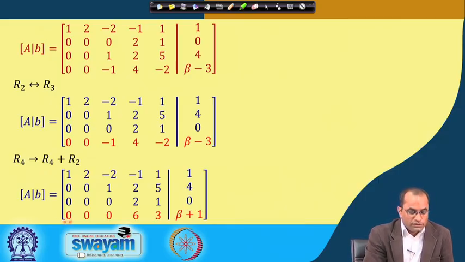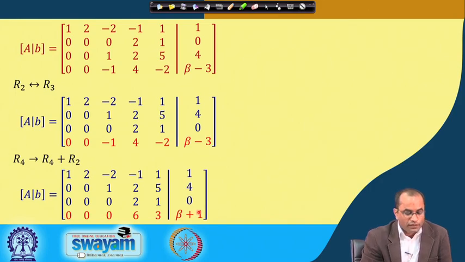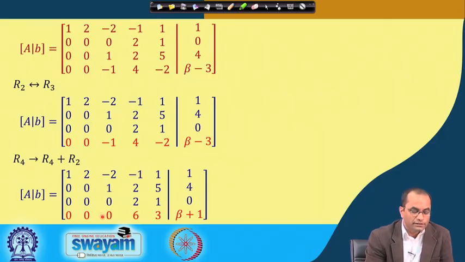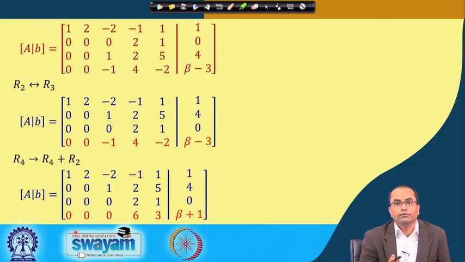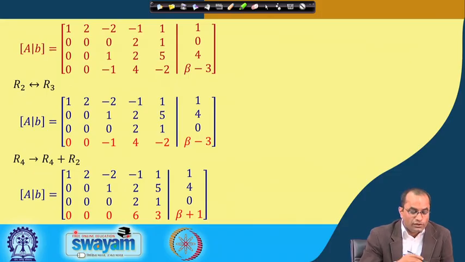So, we got this equation. Now, we will continue with the process. We have already removed this x3. Now, we will remove the x4. We will remove this x4 with the help of equation number 3. With the help of this R3, we need to remove the coefficient of x4 in the row R4.